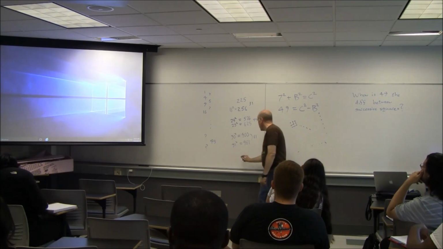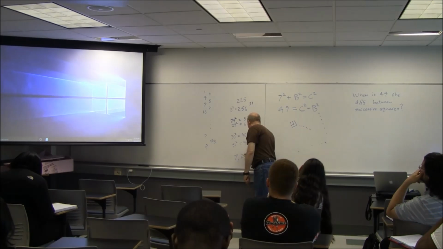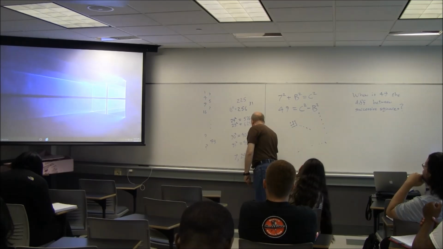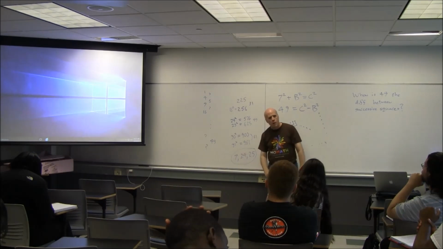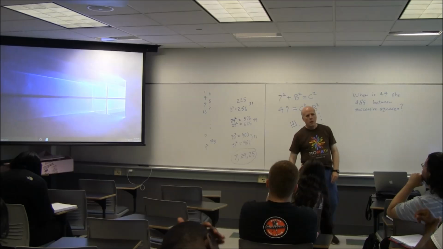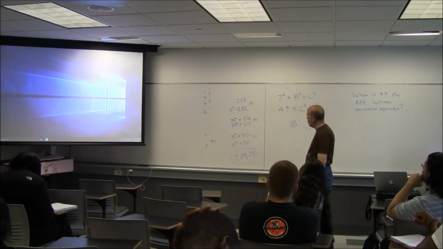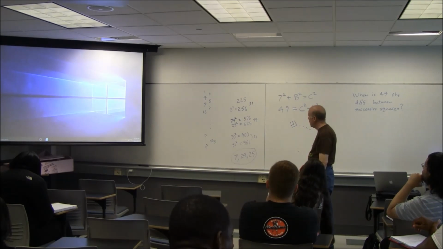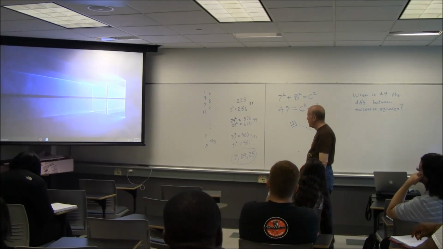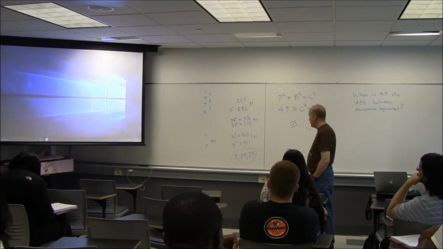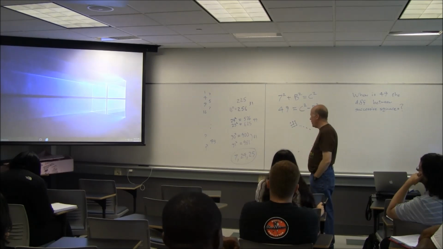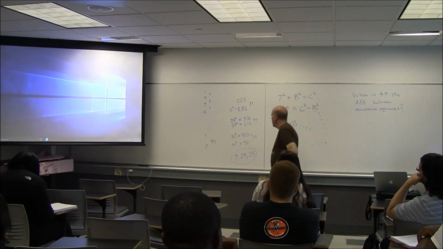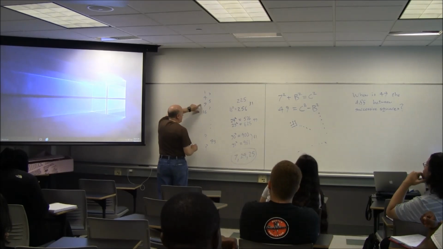Okay, so 7, 24, and 25. Don't the numbers themselves also add up to 49? Oh, that's weird. 15 and 16 are 31. 30 and 31, 61. You just add up the numbers. Wait, does that always work? Yeah. So wait, this is 3 squared and 4 squared?